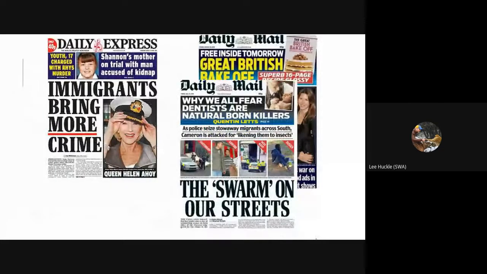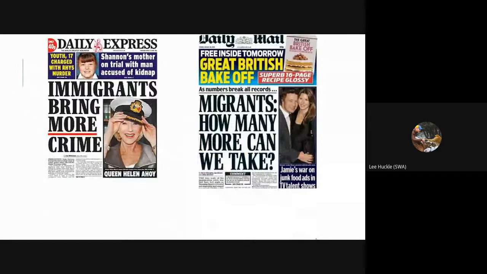And then we looked at some of the headlines, just some examples from newspapers here, and how the media can influence the perceptions of people on migration. Some positively, but unfortunately, the media often presents this in a negative way.